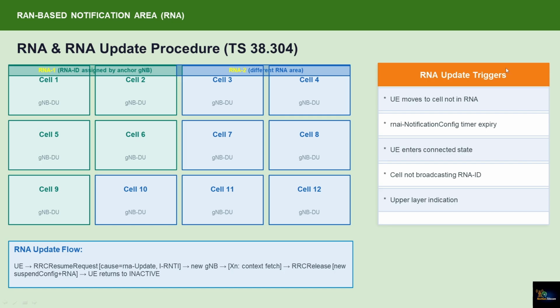So RAN update is triggered when you move to a cell not in the RNA. Also, if the RNA notification config timer expires, the UE enters the connected state, and when the cell does not broadcast the RNA ID or upper layer indications, all of these will trigger it.